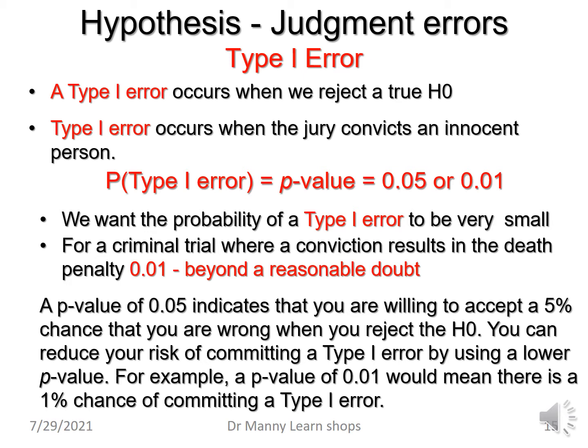We want the probability of a type 1 error to be small. For a criminal trial where a conviction results in the death penalty, we want 0.01, beyond a reasonable doubt. A p-value of 0.05 indicates that you're willing to accept a 5% chance that you are wrong when you reject the null hypothesis. You can reduce your risk of committing a type 1 error by using a lower p-value. For example, a p-value of 0.01 would mean there was only a 1% chance of committing a type 1 error, being wrong.